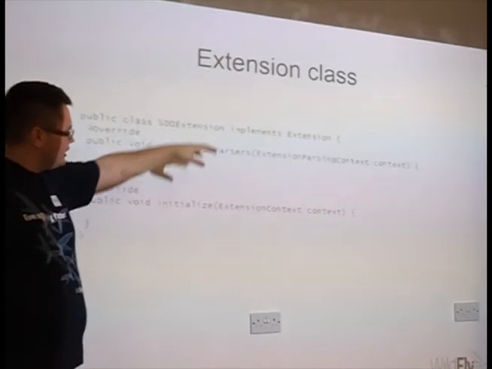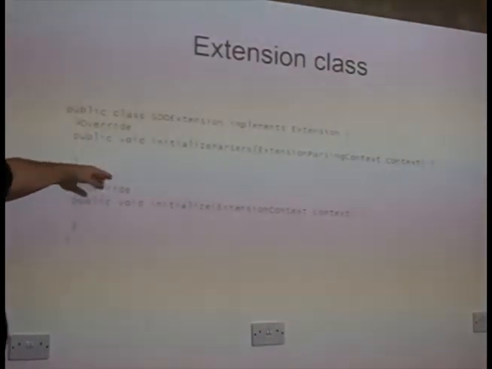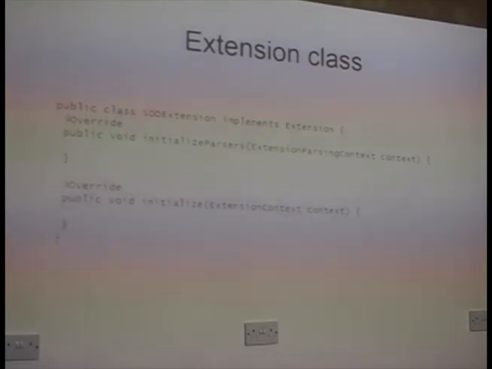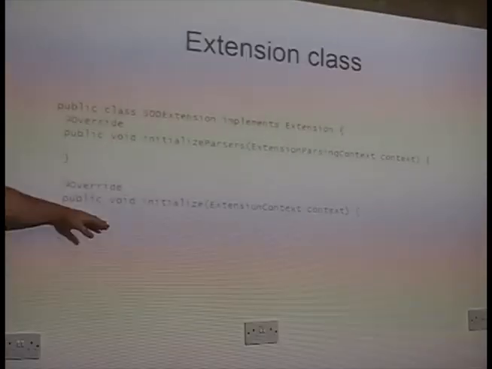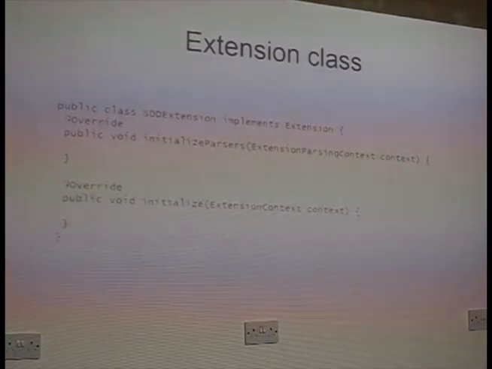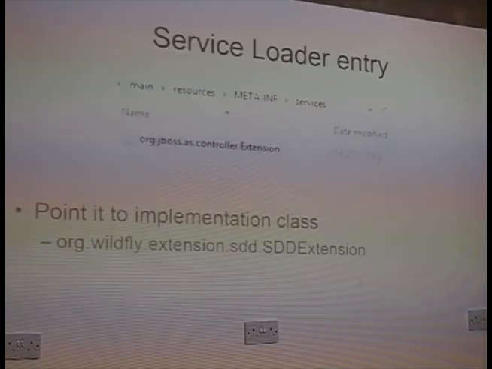Have a class implement extension, which has two methods. One is initialize parser. This is the part that I told you earlier. When the extension is registered, this is the method that's called. You register any parsers you want, so the server later on knows where to delegate the stuff. And then when the proper initialization is done, your initialization block is called. And it's really simple when you look at it that way, but it gets harder later.